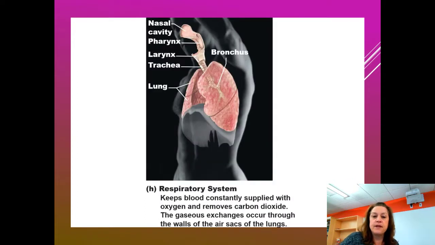The respiratory system contains everything from the nasal cavity, pharynx, larynx, and trachea down to our lungs. It's responsible for supplying the tissues with oxygen and removing carbon dioxide from our tissues. Gas exchange occurs across those very delicate tissues of the lungs that we talked about a little bit earlier.